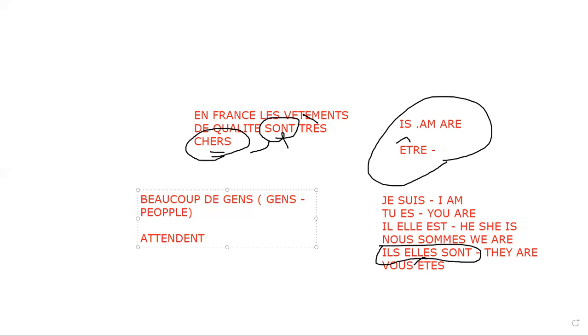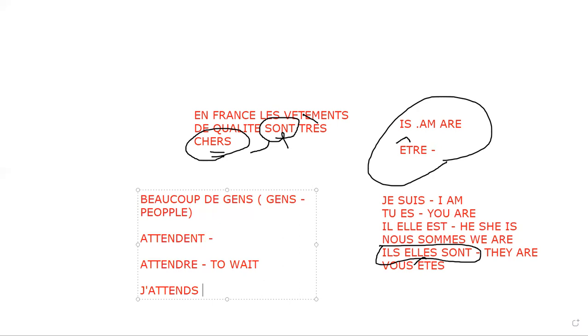Attendre is my full verb, meaning to wait, to wait for. Repeat after me: attendre, attendre. Wait. Attendre is to wait. C'est clair. So now repeat after me.